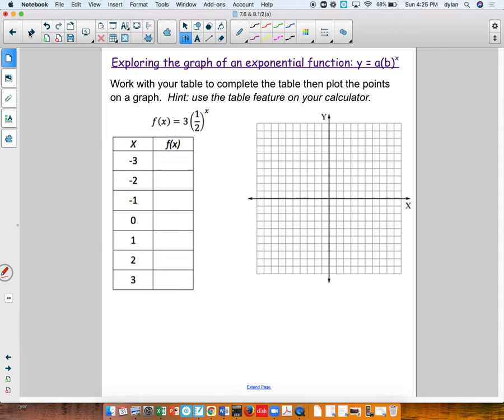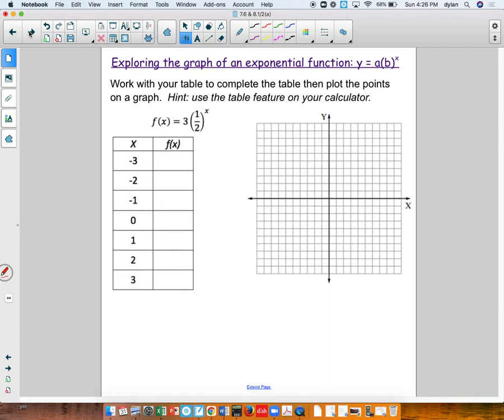Let's look at a case where we have a positive y-intercept, but a b value that is between 0 and 1. And one thing that you might remember from Algebra 1 is that the b value, the multiplier, has to be positive. It cannot be negative and still represent an exponential function.